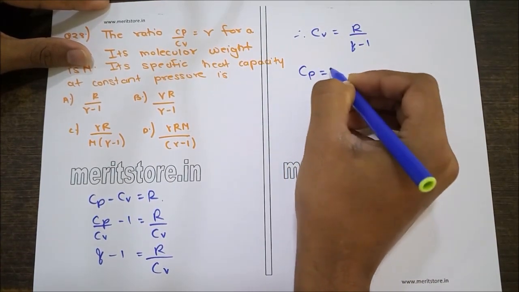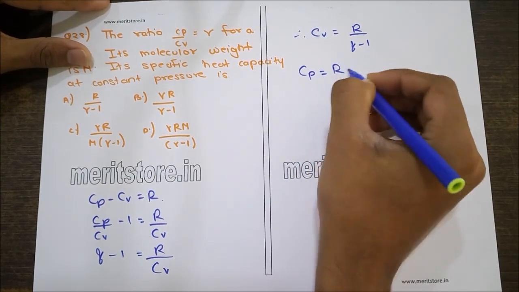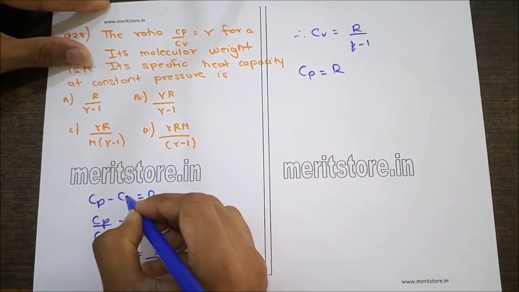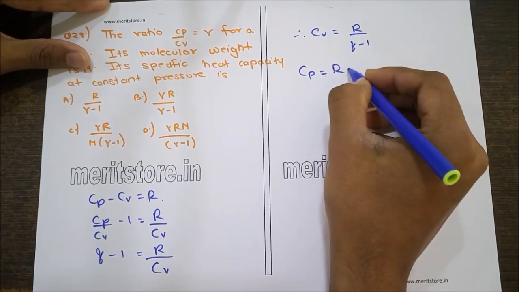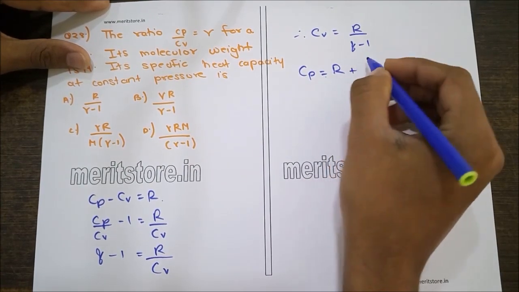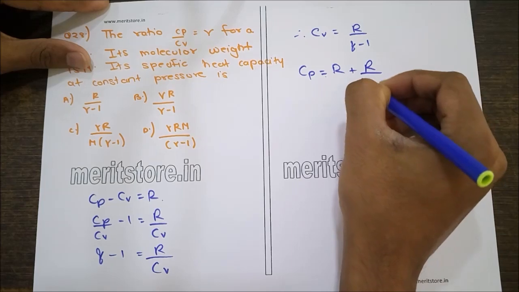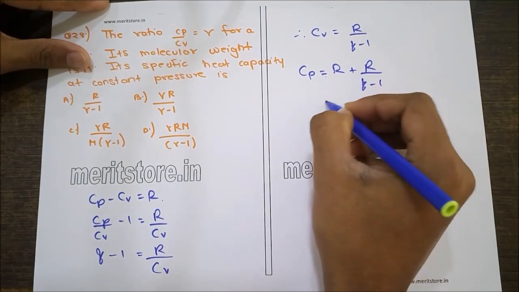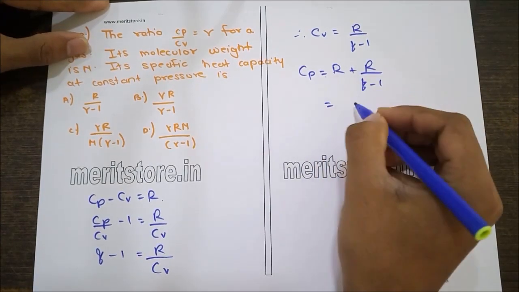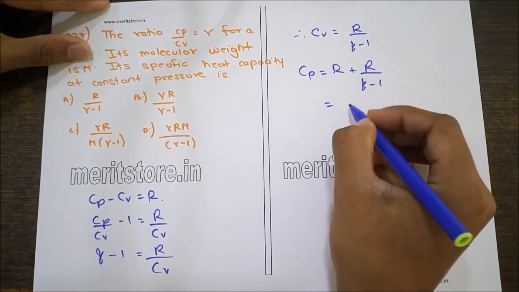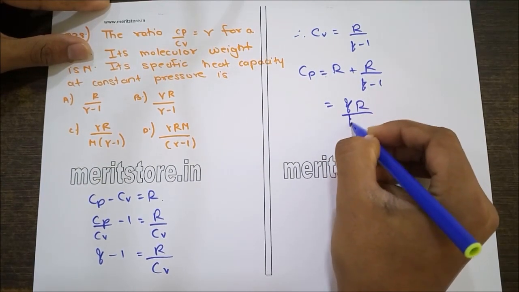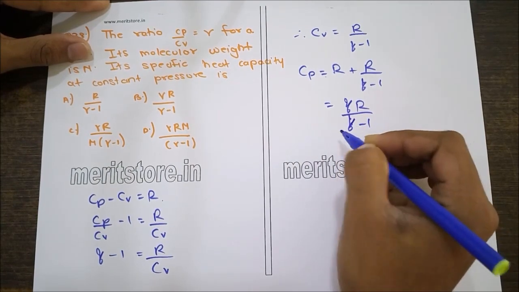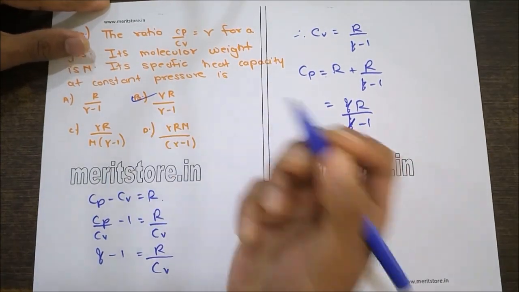Now from the relation Cp is equal to R plus Cv, you can write Cp is equal to R plus, instead of Cv let's write it as R upon gamma minus 1. So Cp is equal to, simplifying this relation, we get gamma times R upon gamma minus 1, and hence option B is the correct answer.